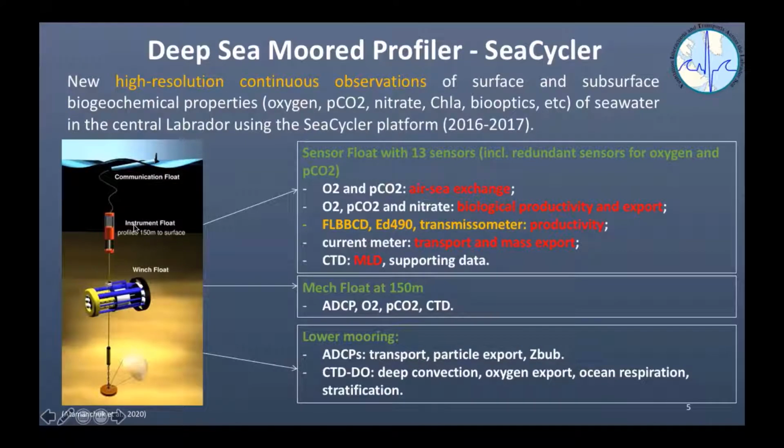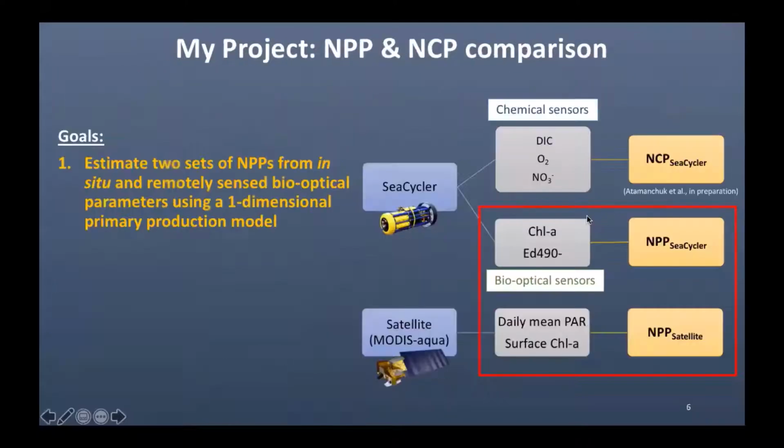And below this instrument float, we have the mechanical winch float, which is responsible for operating the movement of the instrument float. And also we have equipped acoustic Doppler current profilers, oxygen and pCO2 sensors, and a CTD at this depth as well. And at the bottom of this C-Cycler mooring, we have the lower mooring, which we also equip with another current profiler and a CTD, which specifically measure dissolved oxygen.